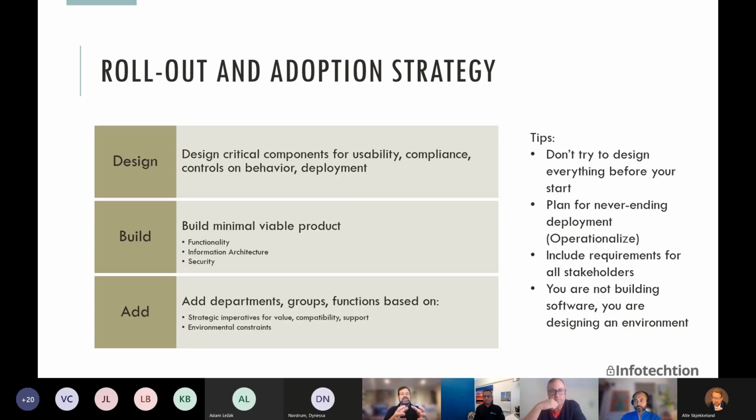And that's your beginning structure from which you start building an agile process and adding in departments, groups, functions, all based on your strategic imperatives about what's most important and your priorities, but also any other environmental constraints that might be out there. And so just remember the takeaways from this: don't try and design everything before you start. There's a typo there. I missed that one. Apologies. Don't try and design everything before you start. Plan it. Do the necessary stuff at the beginning and build from there.